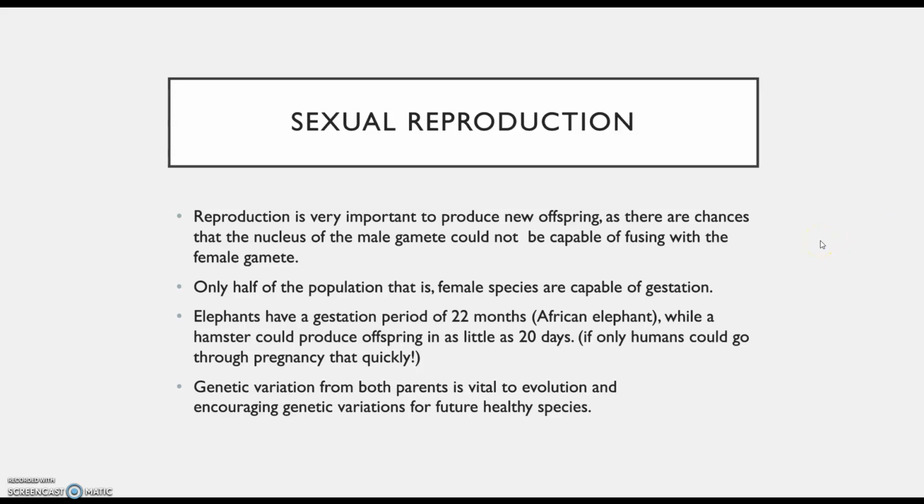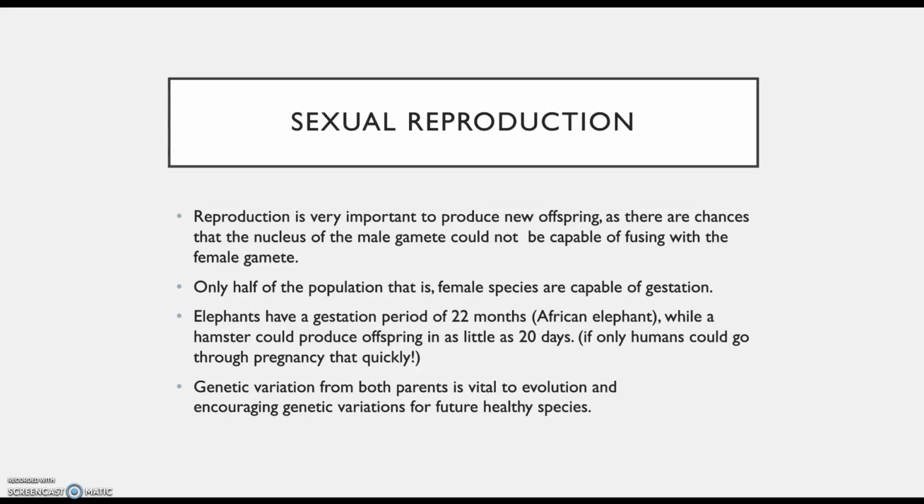In sexual reproduction, reproduction is very important to produce new offspring, as there are chances that the nucleus of the male gamete could not be capable of fusing with the female gamete. And only half of the population that is female species are capable of gestation. And I listed an example of some species here.